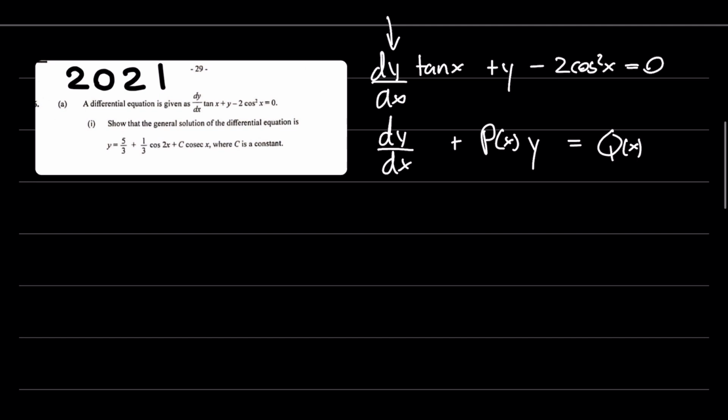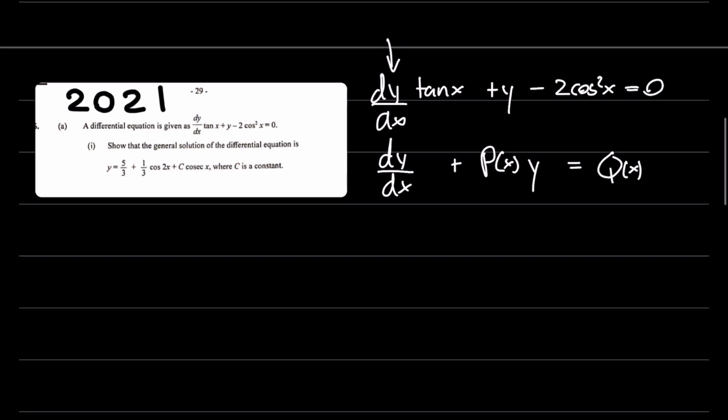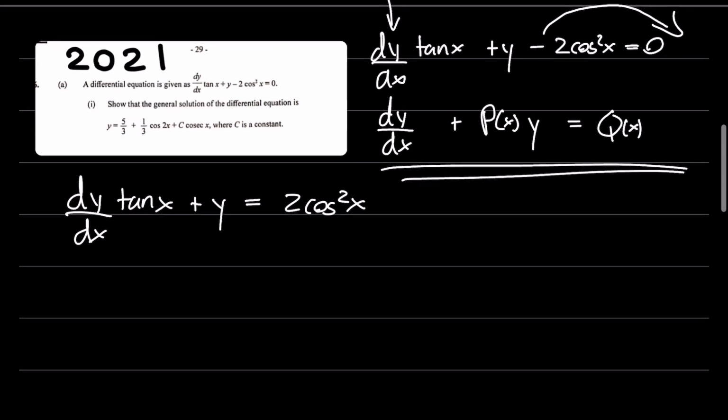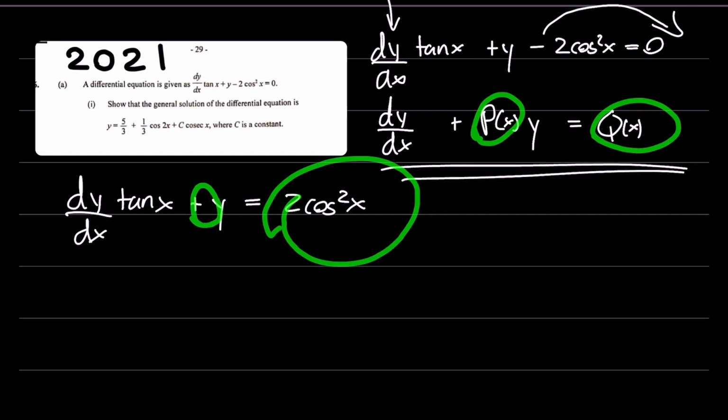Now, because we know this, what we can do is transpose to make this follow the original format. So what we'll have is dy by dx of tan x plus y is equal to 2 cos squared x. Now, are we done? Can we start doing our normal stuff right now? Well, we see that there's p of x and q of x, and we have our q of x now, and we have our p of x, which is probably just 1.